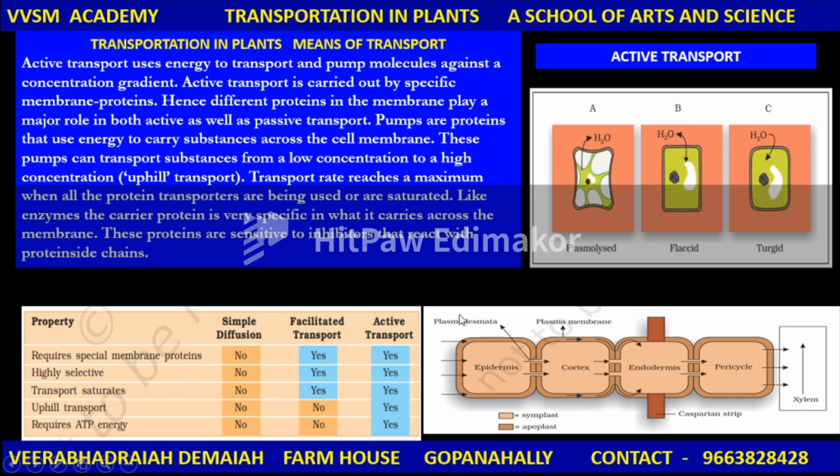So here another important thing, symplast and apoplast. So this is the root system, plasma membrane, epidermis, outermost layer of the root, cortex, then endodermis, then pericycle, which is nothing but xylem.